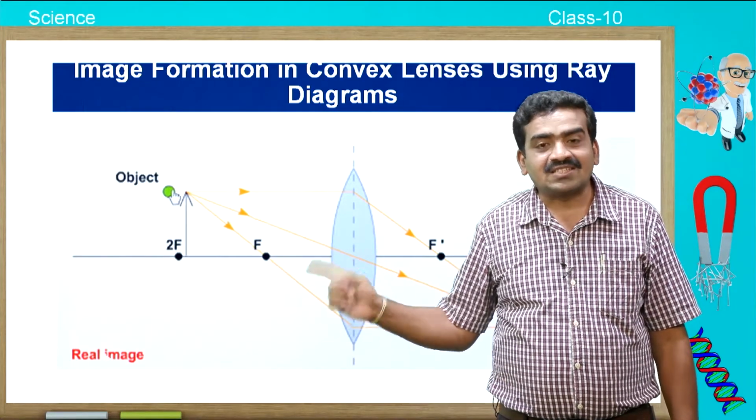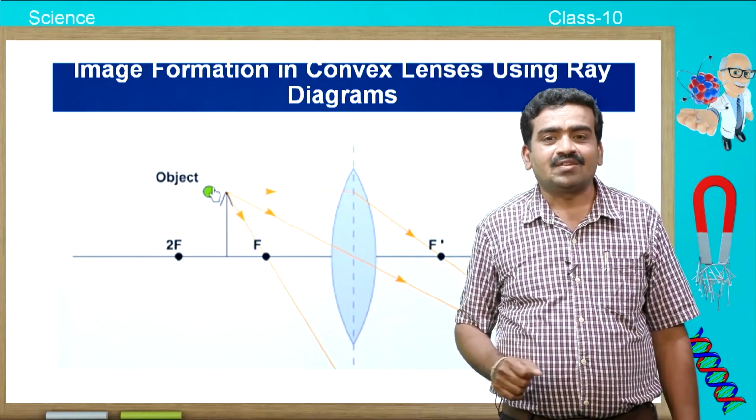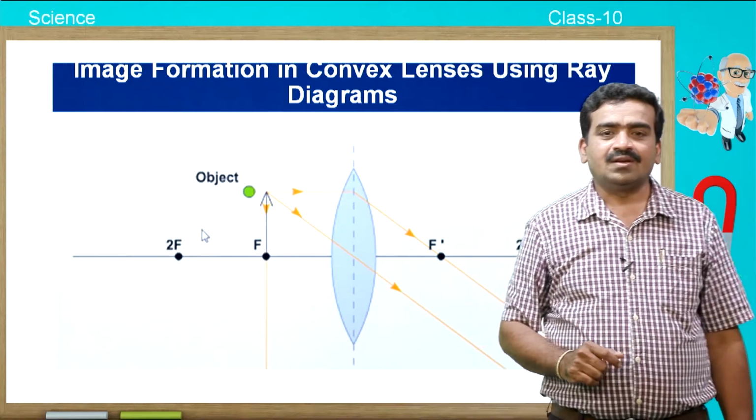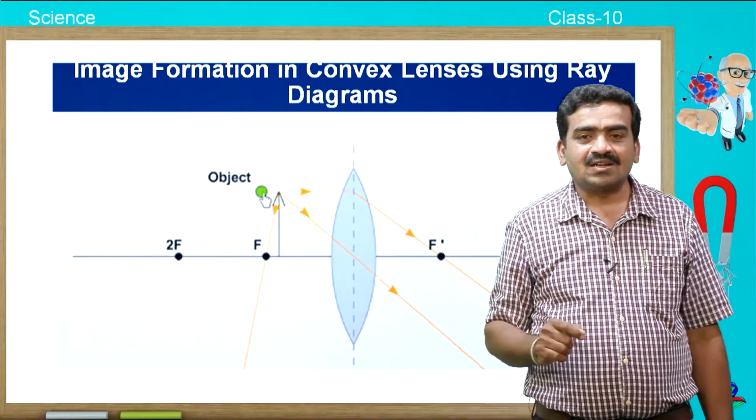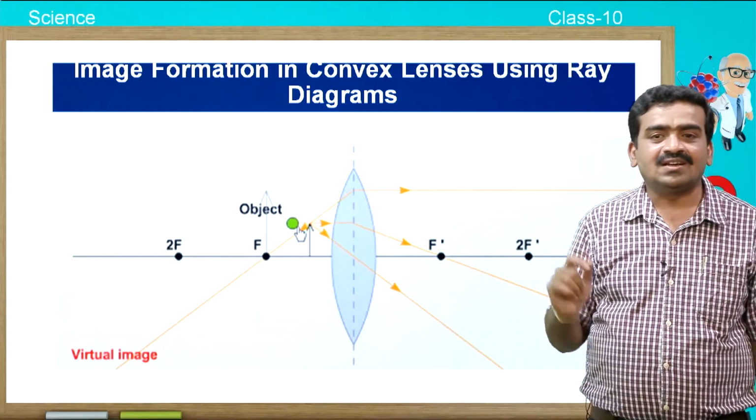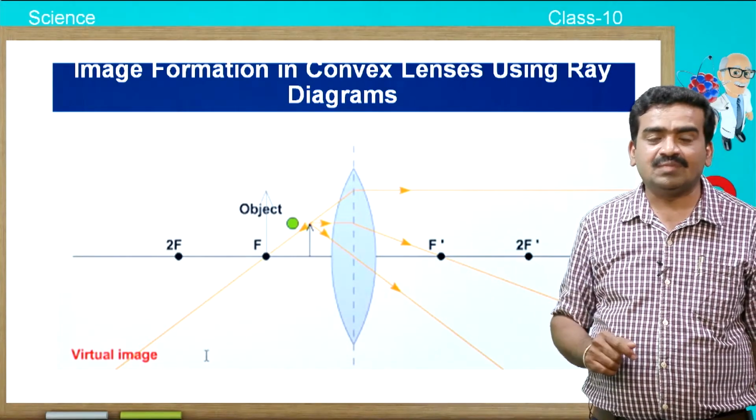So, we can test this geometrically by drawing ray diagrams. Let us learn one by one where we are going to place the object, how we are going to get the images, and what will be the nature and position of the image.